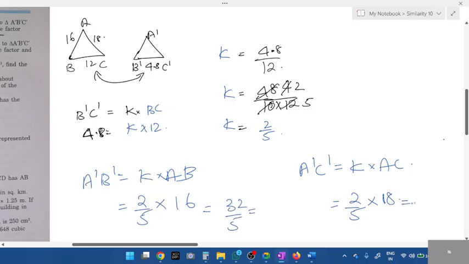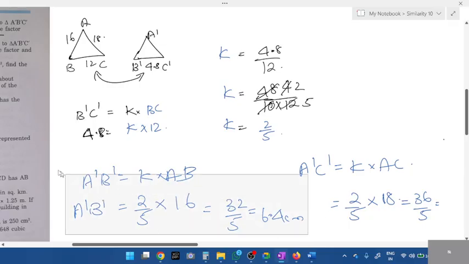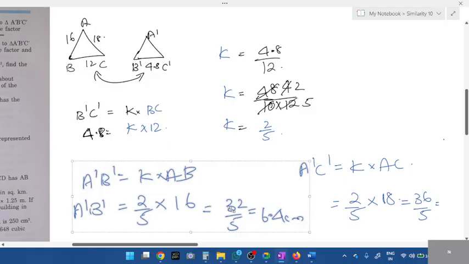Yes, check the answer in the textbook here. Is it correct? Okay, what is A dash B dash? Do it with the diagram, students. If not, they won't give marks. 6.4, right? All of you got 6.4. Okay, if you're still doing it, complete it.